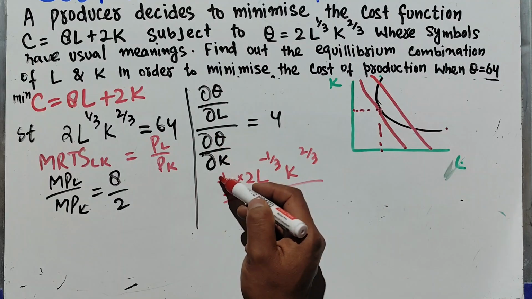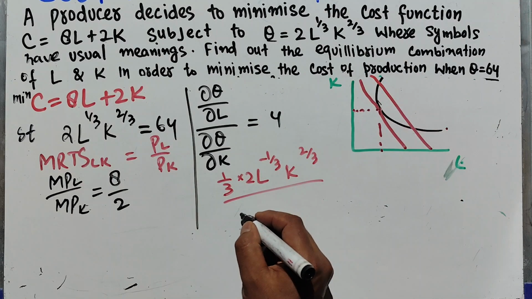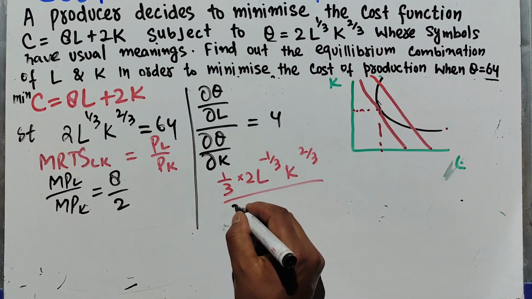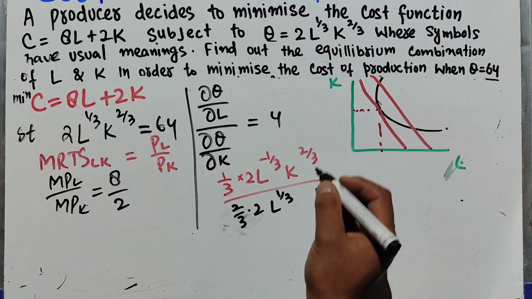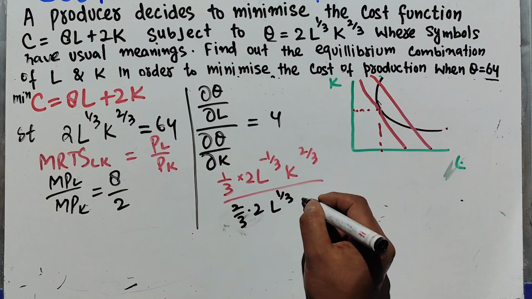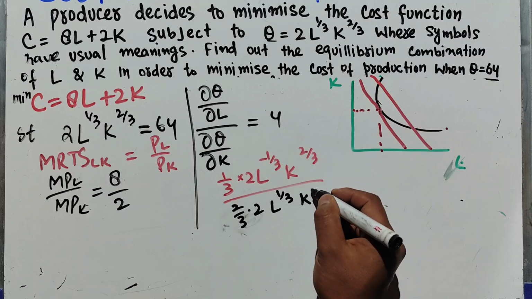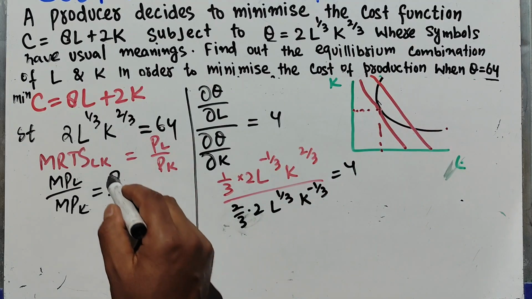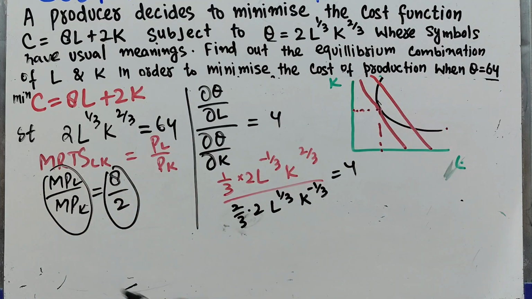Similarly, dQ upon dK means the partial derivative of this function with respect to K this time. So the exponent of K becomes the coefficient, so we have 2 upon 3 into 2, L^(1/3) will remain the same, and the exponent 2 upon 3 of capital will get subtracted. So 2 upon 3 minus 1 is minus 1 upon 3. It should be equal to this. This denotes the slope of the isocost line, and this denotes the slope of the isoquant.